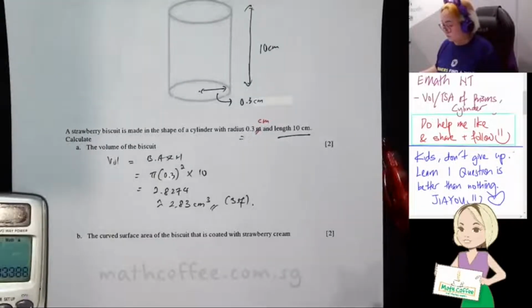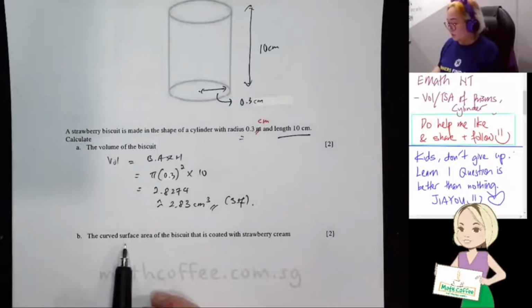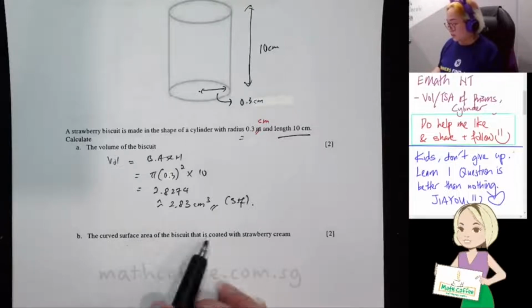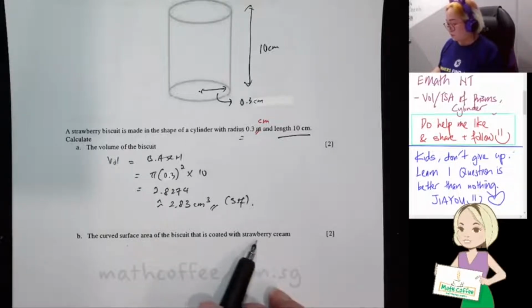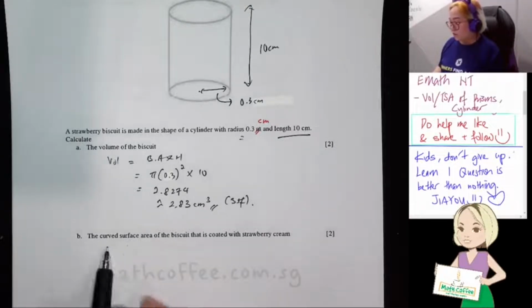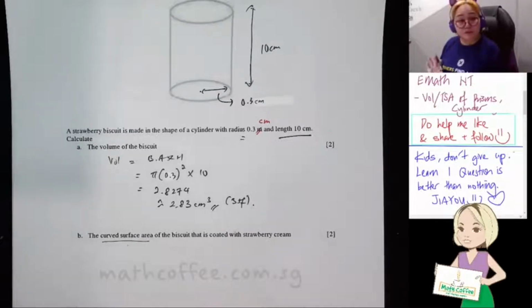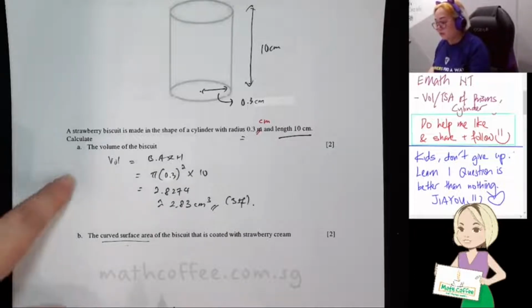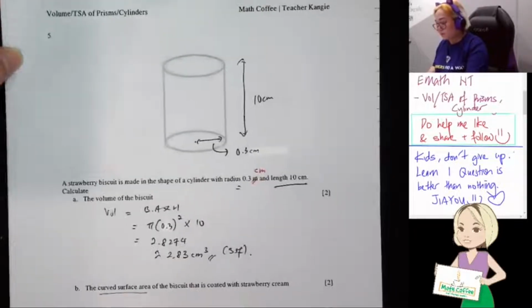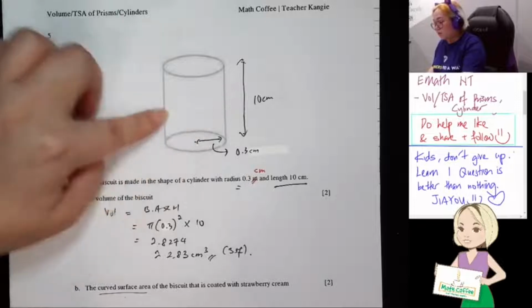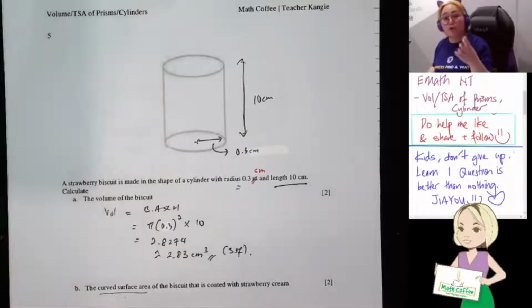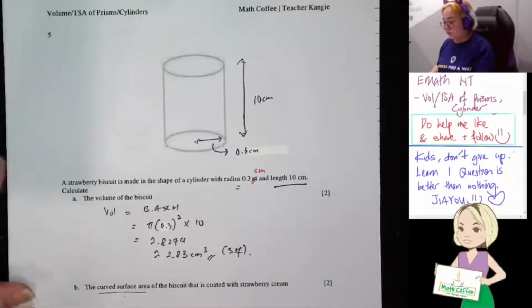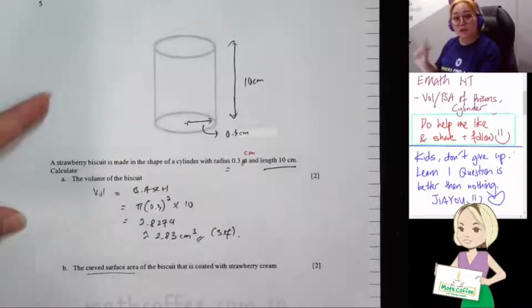Okay. Next, they say the curved surface area of the biscuit that is coated with strawberry cream. So take note, they only mention it is the curved surface area. So it is not the whole thing. And that means they only coat the curved surface area with the strawberry. You don't coat the top and the bottom. They already mentioned, because they mentioned curved surface area. So in this case, I only want the curved surface area.